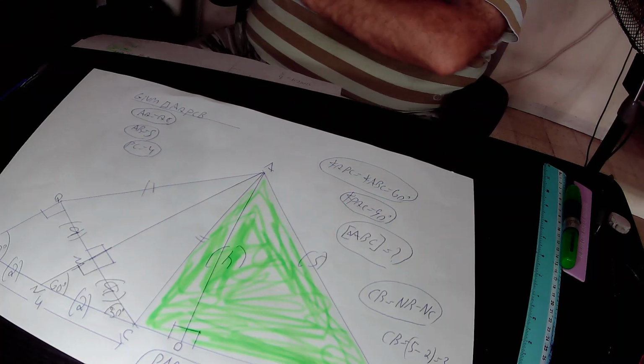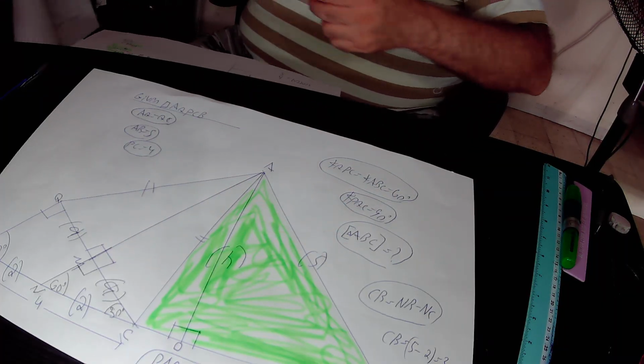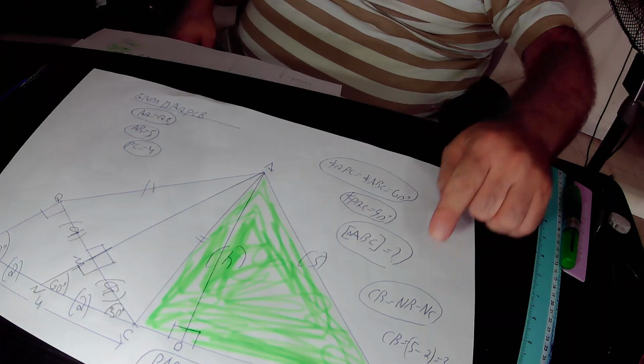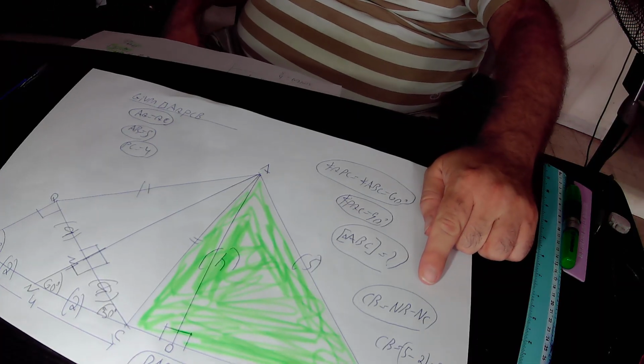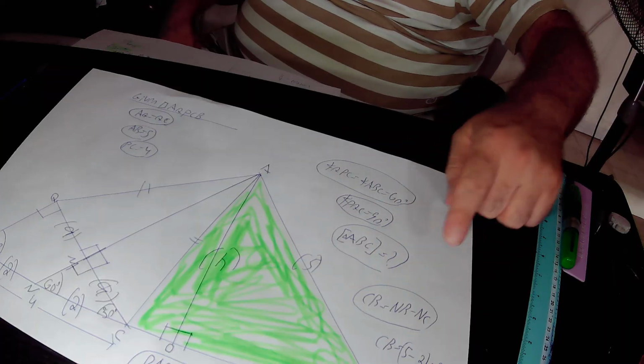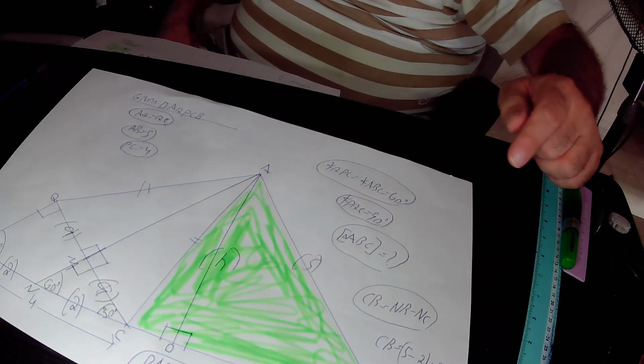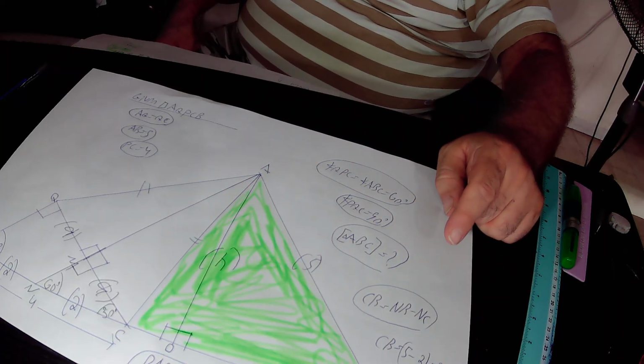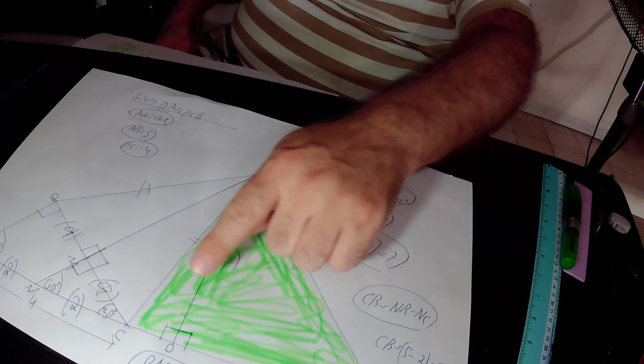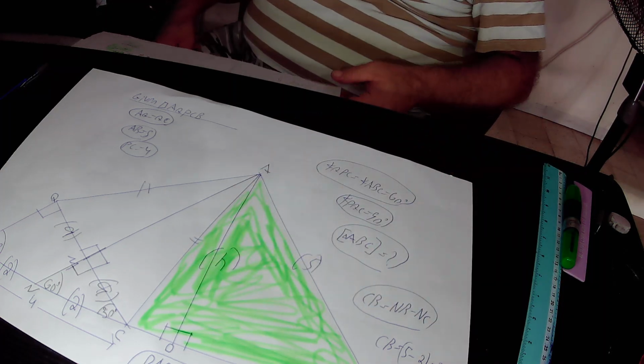Again, we found that CB equals NB minus NC. So CB equals NB, that is 5, minus NC, that is 2. So in total, CB equals 5 minus 2, that is 3. CB equals 3 units in length.